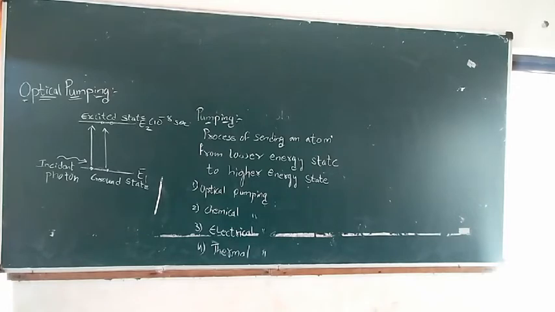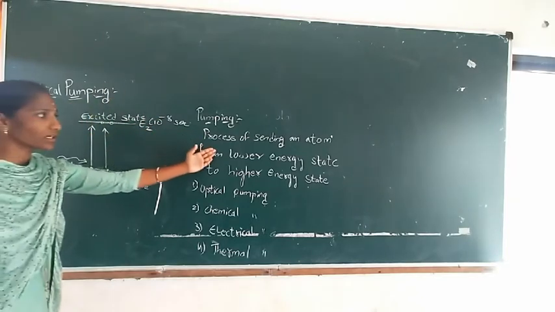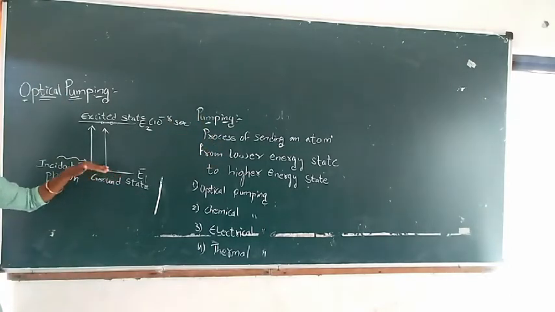If we give an optical energy, what is optics? It's light. If we give a light energy to a ground state, then the light energy will be absorbed by the atoms which stay in the ground state. Then the atoms in the ground state move towards the excited state. So what is pumping? The process of sending an atom or molecule or particle from a lower energy state to the higher energy state, to pump an electron.